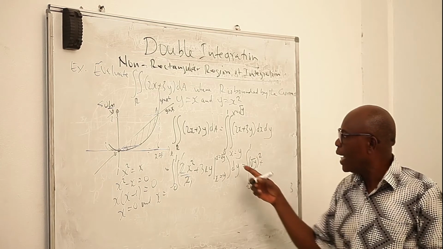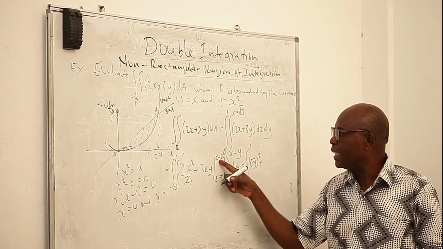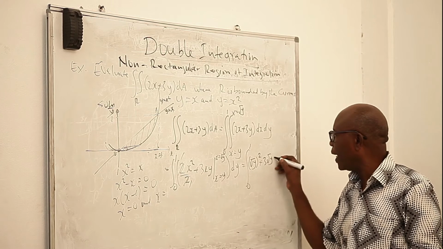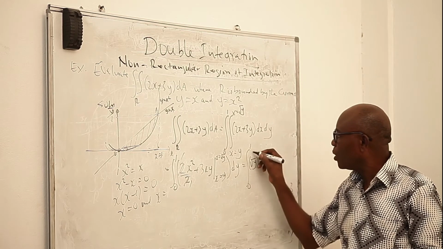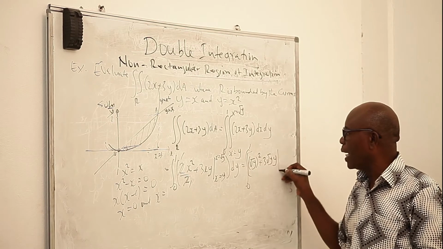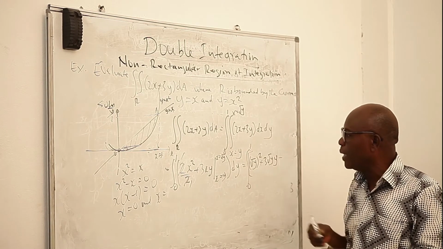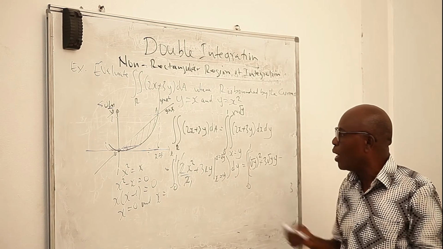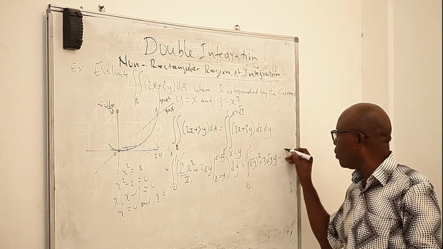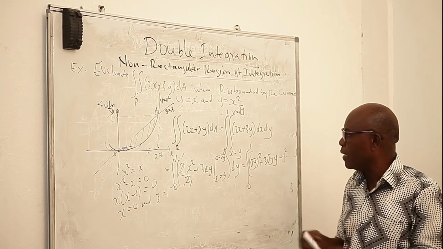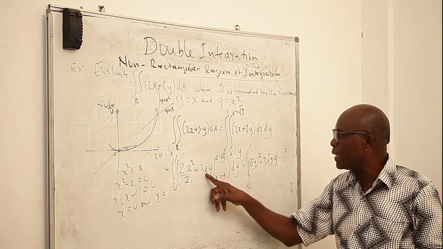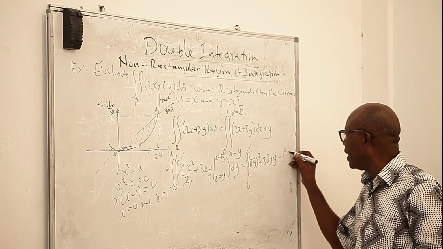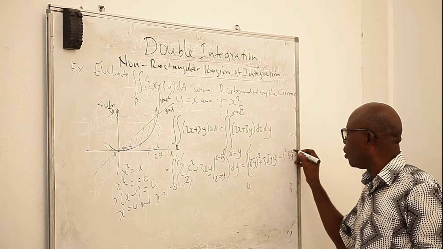Plus here, 3 times x equal to root of y, so 3 root of y times y. And then for the lower limit, the lower limit is x equal to y. So when we see x, we put y. So we get y squared, minus 3x, x is y, 3yy, which is 3y squared, all times dy.